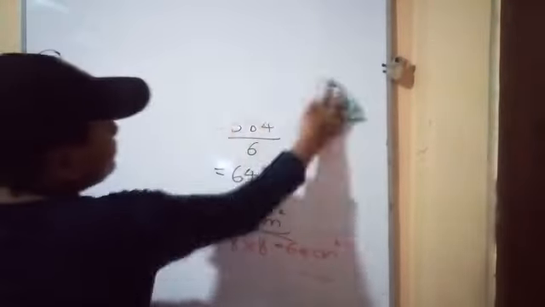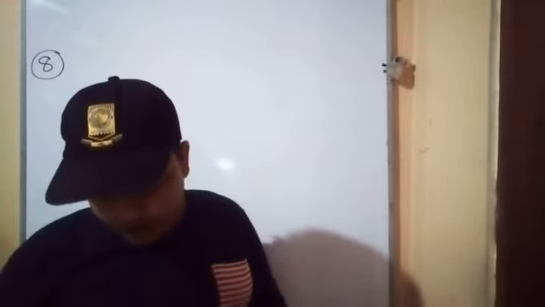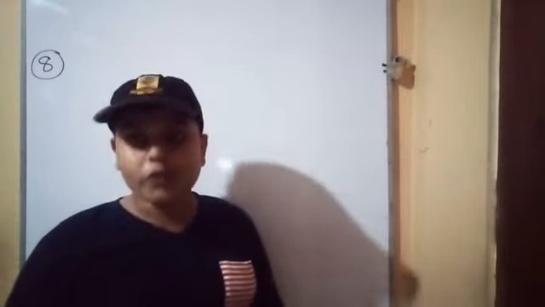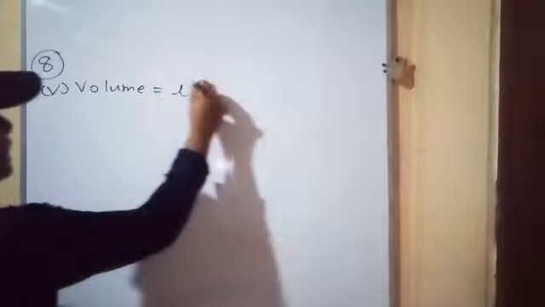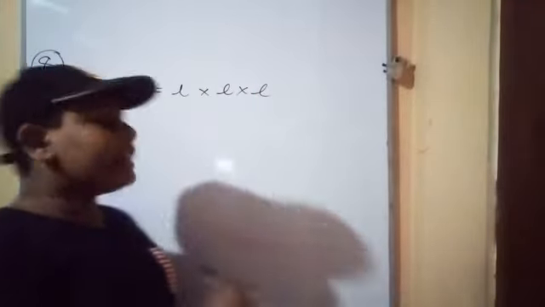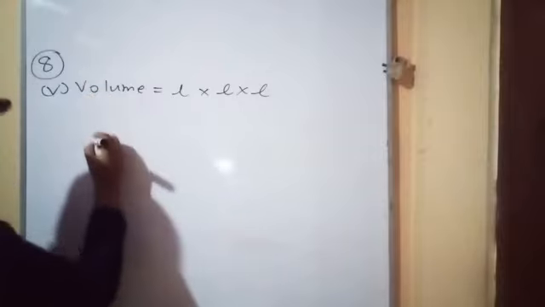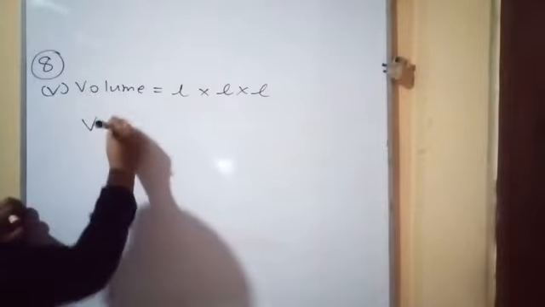So let's move to the last sub question in this 8th question. The fifth one: show that the volume of that solid is 512 cubic centimeters. Now you know the volume means length multiplied by length multiplied by length. So you can write volume.